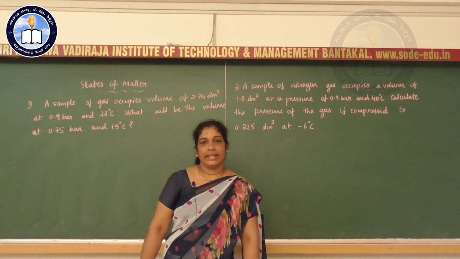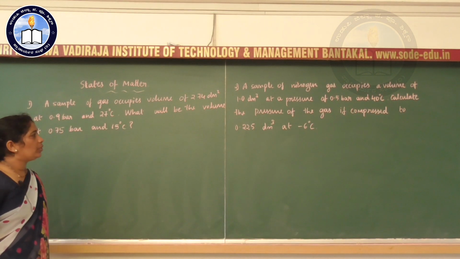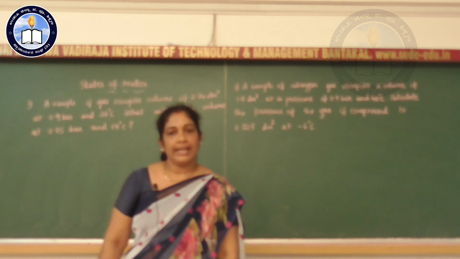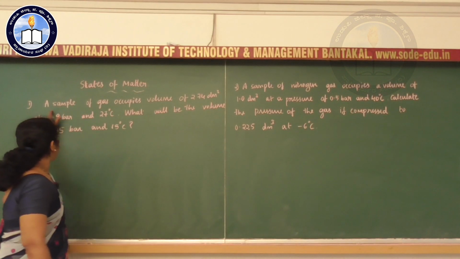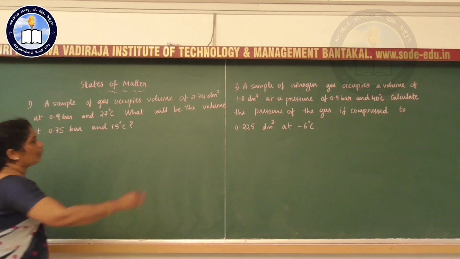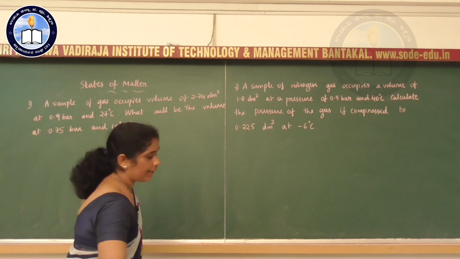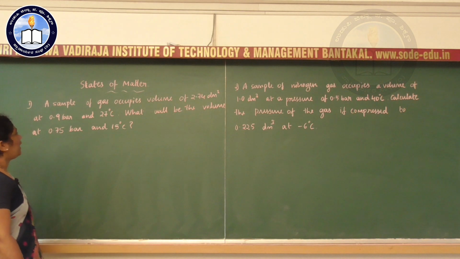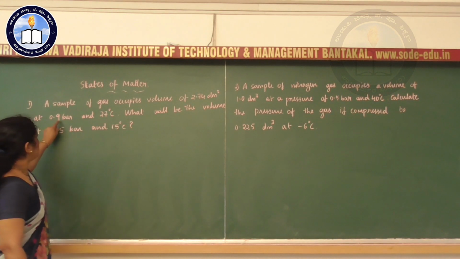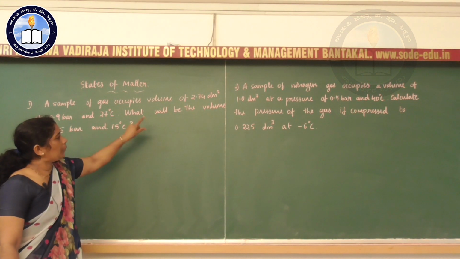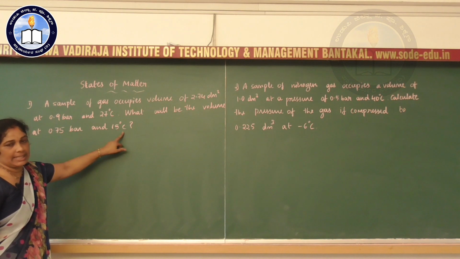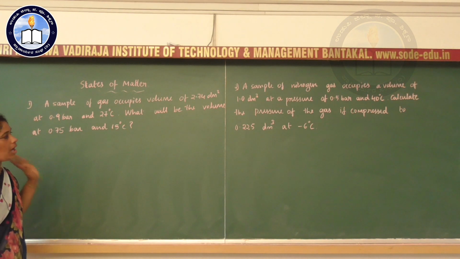Let's solve some problems related to the combined gas equation. We know that the combined gas equation is P1V1 by T1 is equal to P2V2 by T2. Here is one problem. A sample of gas occupies a volume of 2.74 dm3 at 0.9 bar and 27 degrees Celsius. So this is volume, this is pressure, this is temperature. What will be the volume at 0.75 bar pressure and 15 degrees Celsius temperature? So we have to find out the volume.